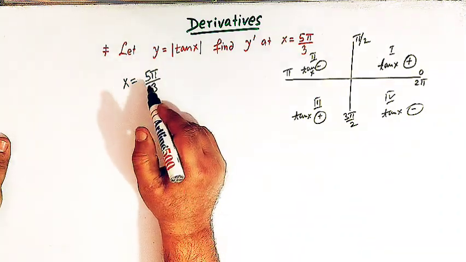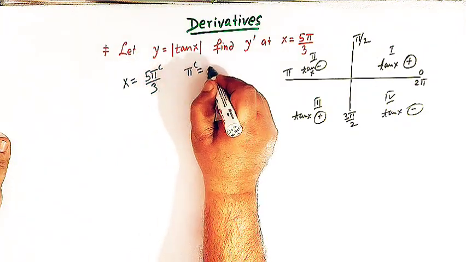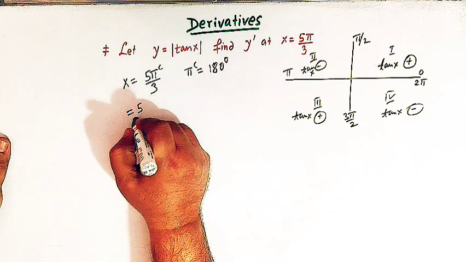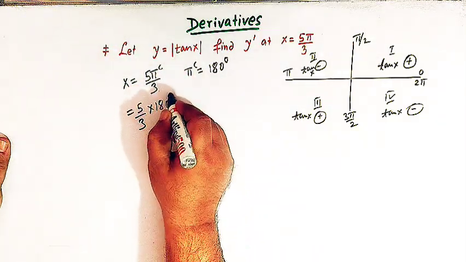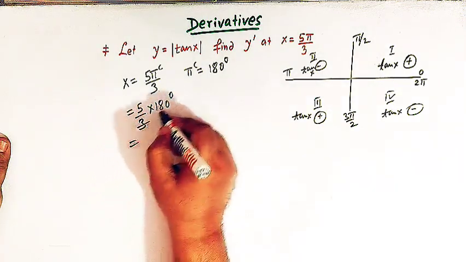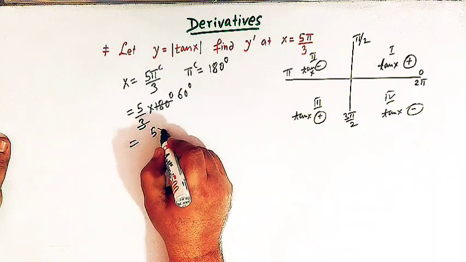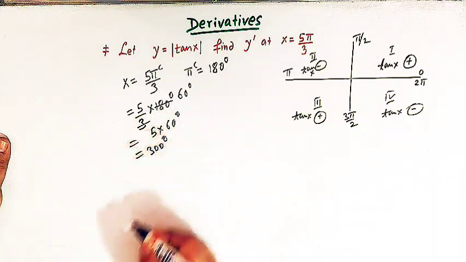This angle is given in radians. We know that pi radians is equal to 180 degrees. So let us convert this angle into degrees. We have 180 degrees, so this is 3 times 6, and this is 5 times 60. So this is 300 degrees, right?